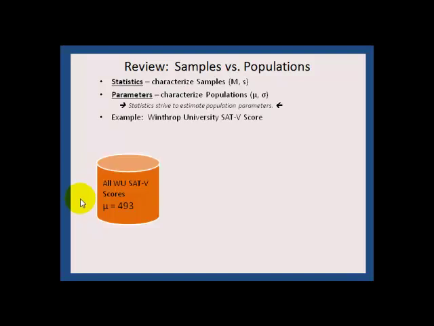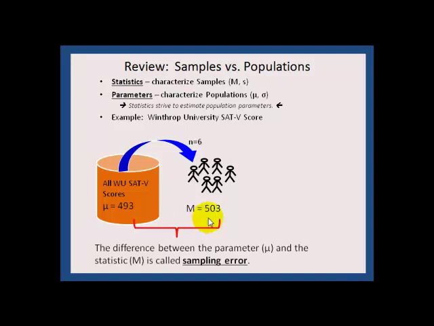So an example here would be Winthrop University SAT verbal scores. Let's say that this is our population that we're going to draw from. And you typically don't know this, but if you were some all-powerful, all-knowing being, you would know that mu was 493. Typically, however, researchers are just taking samples out of these populations. So here's a sample of 6, and we figure out the sample mean for that. It's not exactly going to estimate mu correctly. It's going to be hopefully close, but there's going to be a difference.